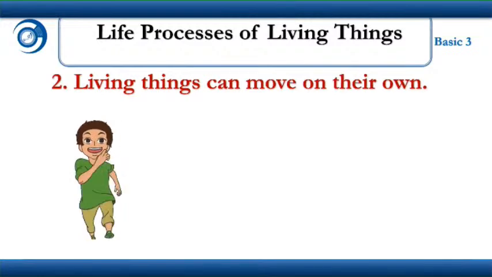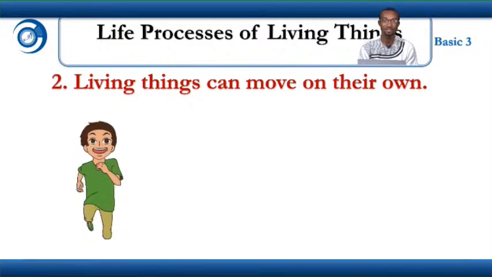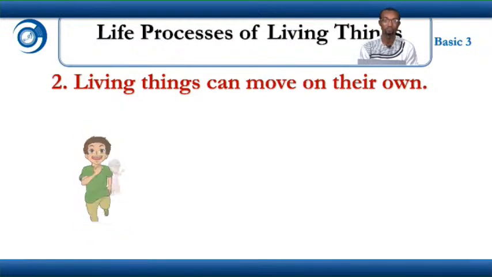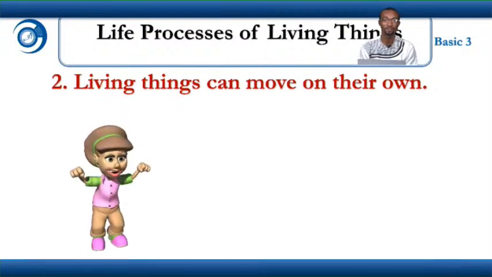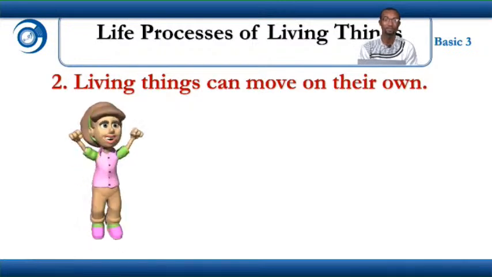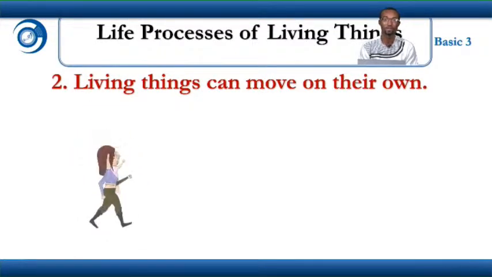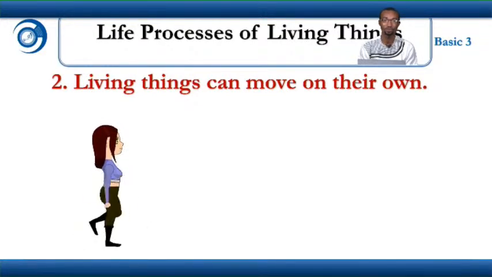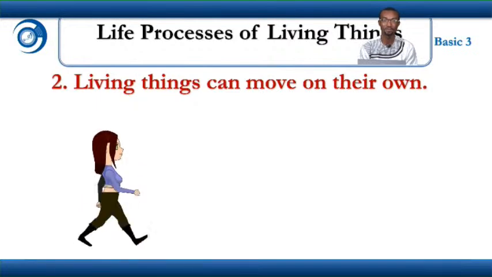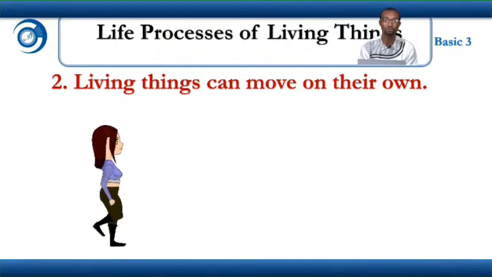As you grow up and become strong, you can run on your own. As you see the boy on the screen running, you can run because you are a living thing. You can also jump. It's also a form of movement, signifying that you are a living thing. And you can also walk, as the woman you see is walking. So this signifies that human beings are living things because they can move on their own.